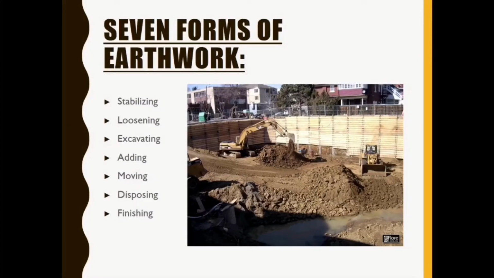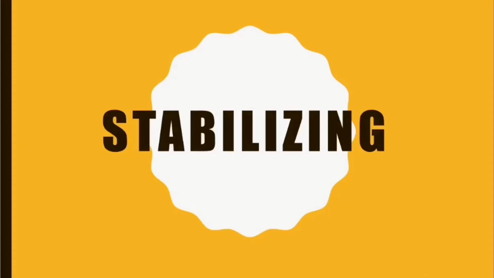Next are the seven forms of earthwork. First is stabilizing, second is loosening, third is excavating, fourth is adding, fifth is moving, sixth is disposing, and lastly is finishing. The important forms of earthwork are stabilizing and finishing. Let's see the meaning. Stabilizing is the retrofitting of the platform of the foundation as constructed, for the purpose of improving the bearing capacity and the levelness of the supported building.